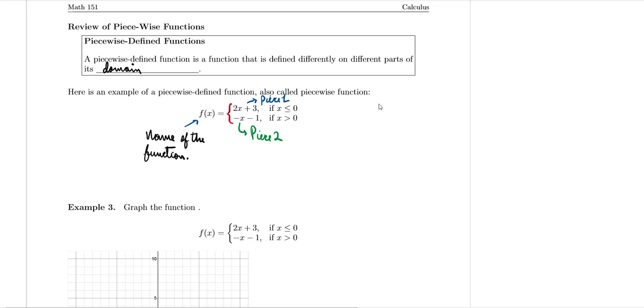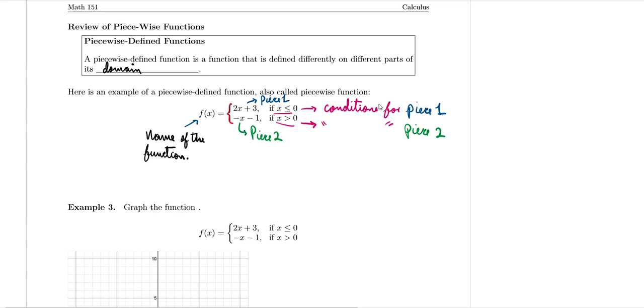Okay, so the if conditions here are very important, because what you're saying here is that the function is going to take the form of either of the pieces depending on what your input is. So for example, if I were to put in an input that is less than or equal to 0, then I need to select piece 1. But if I were to select an input, an x value that is greater than 0, then I would have to select piece 2. So these ones here are very important. These are the conditions for piece 1, and these are the conditions here for piece 2.